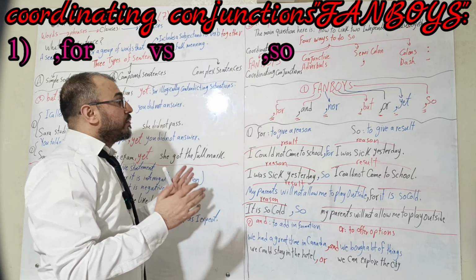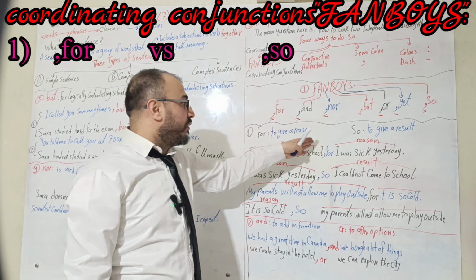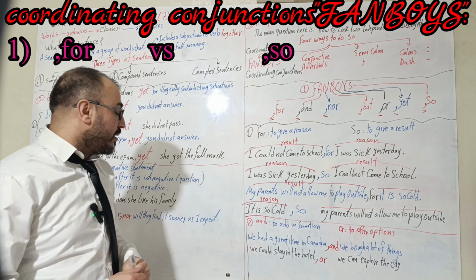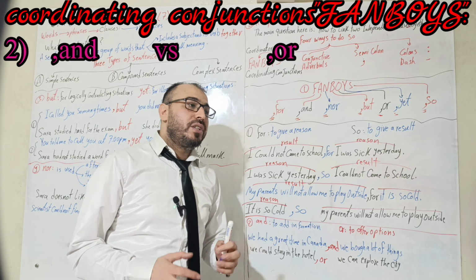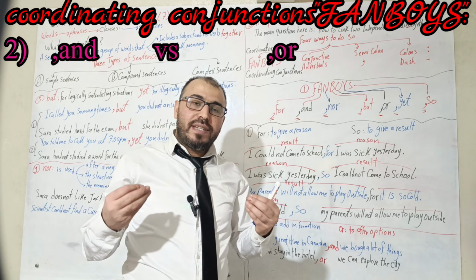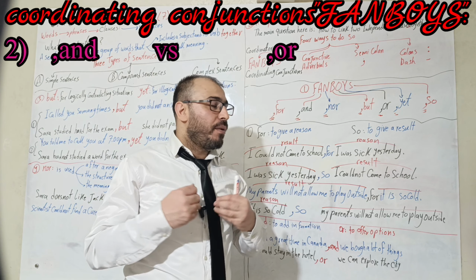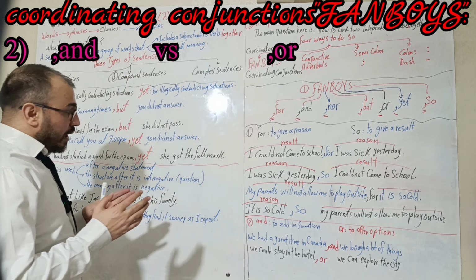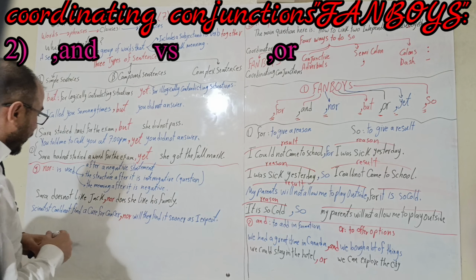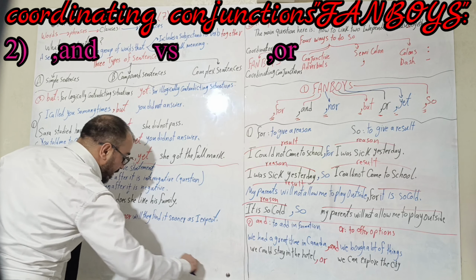Again, my friends, we use for to give reasons and so to give results. Number two, a comparison between and or. Generally, my friends, the words and or are easy, but there is a misunderstanding using them. A lot of students told me, teacher, give me this sentence.